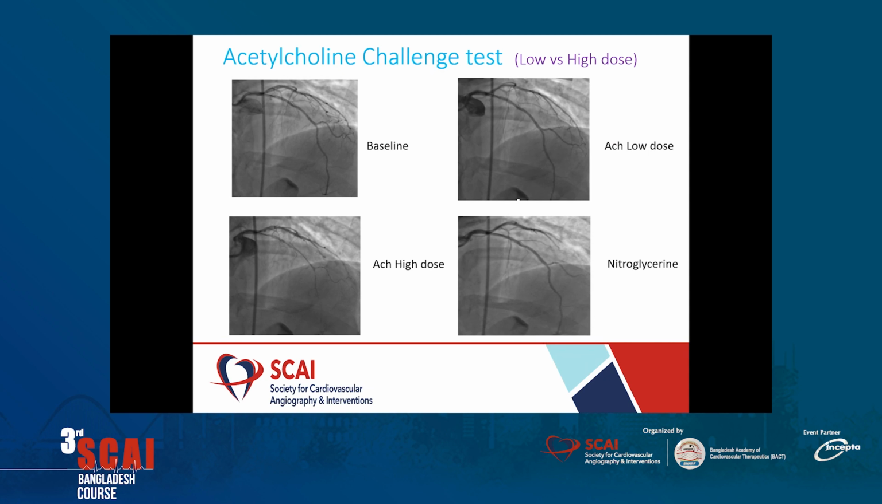Acetylcholine challenge test, you have to give low, intermediate, and high dose. Keep giving the acetylcholine. We start in our center with 20 microgram, then we give 50, then 100, 150, 200. Some operators give up to 250. I stop at 200. As you can see, at baseline and low acetylcholine, there is no spasm. When you give the high dose, there is a severe spasm, and after giving the nitroglycerin, it all reverses.